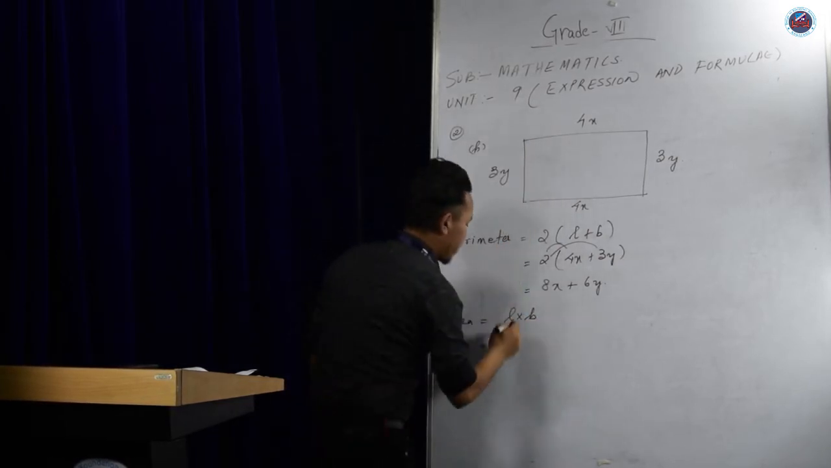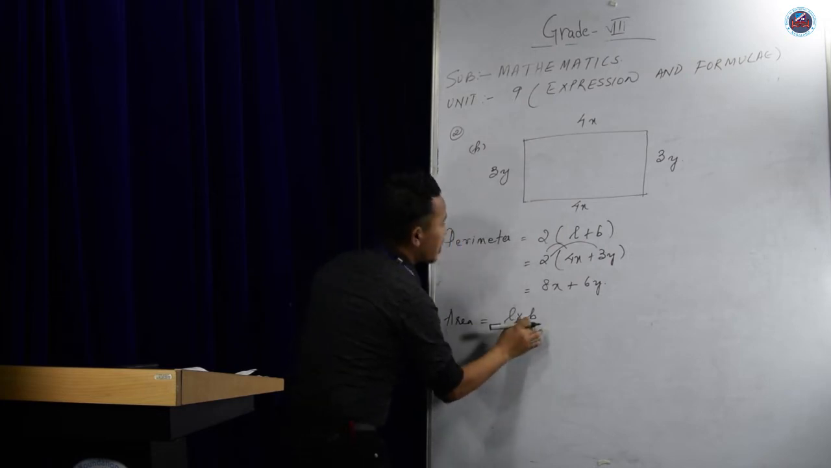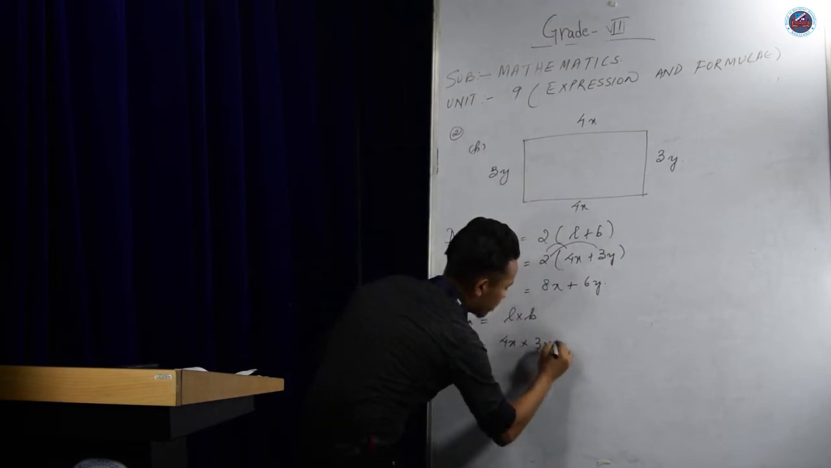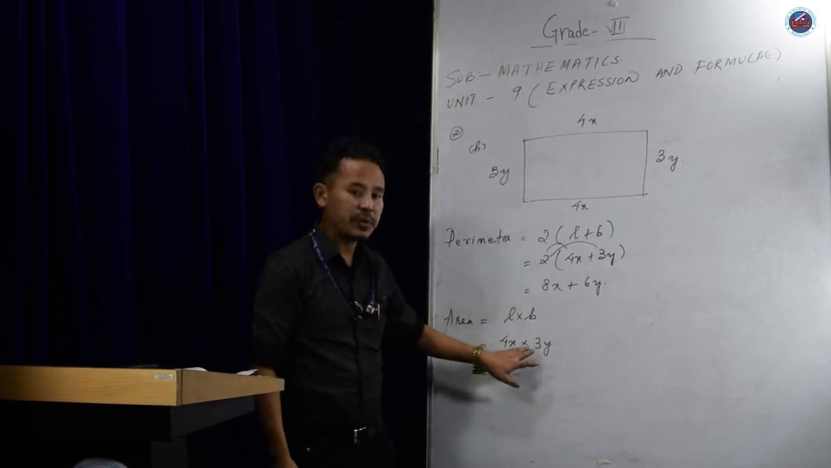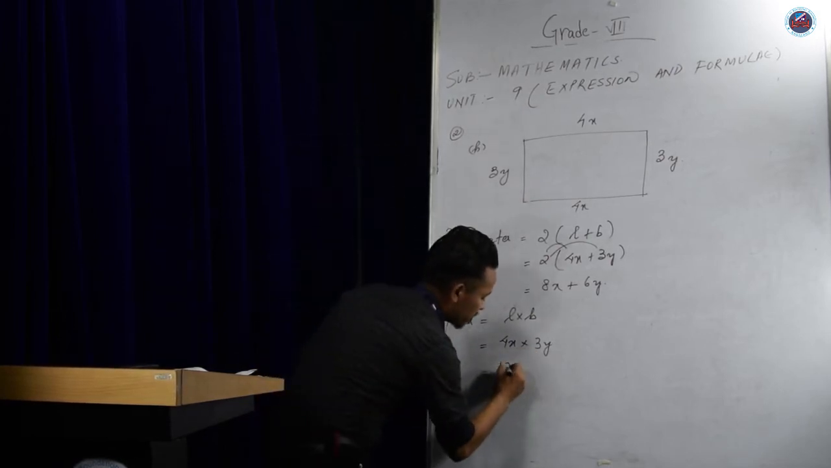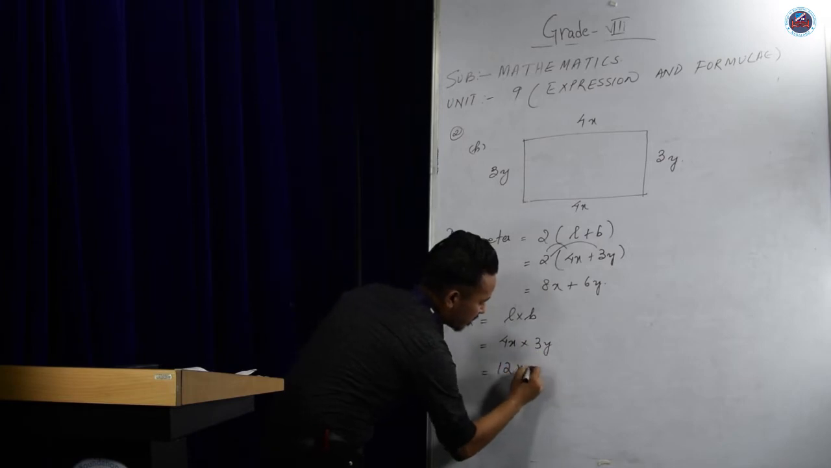What is the length here? We have 4x. What is the breadth? We have 3y. The numbers we have here is 4 and 3. That is 4 into 3 gives us 12. x into y gives us xy.